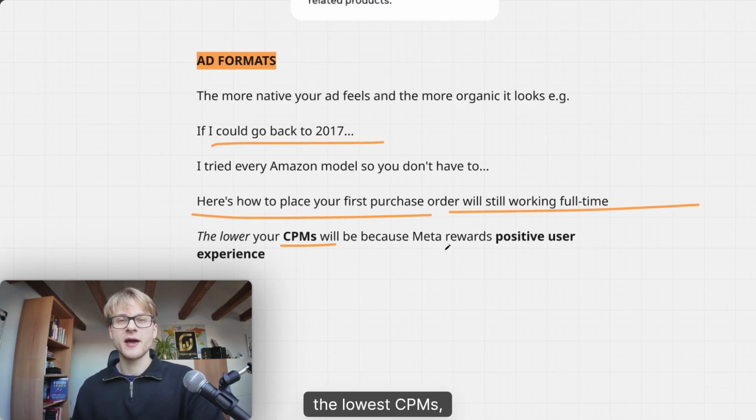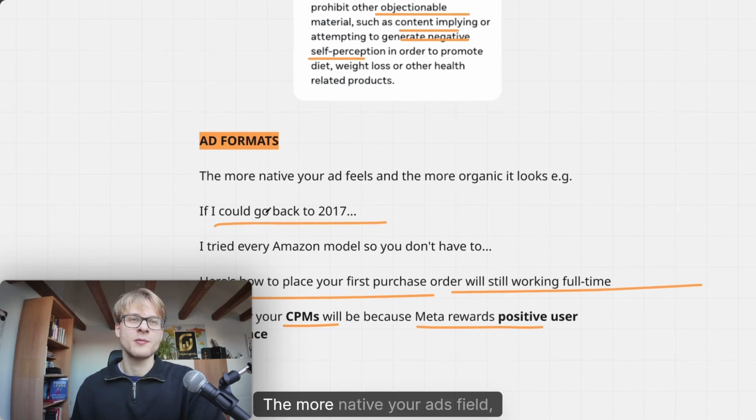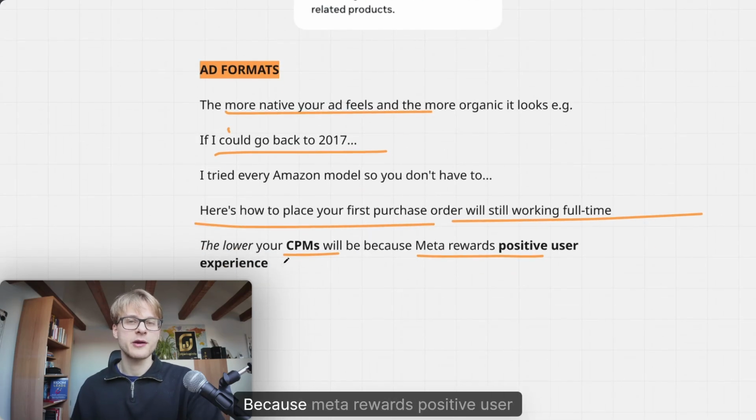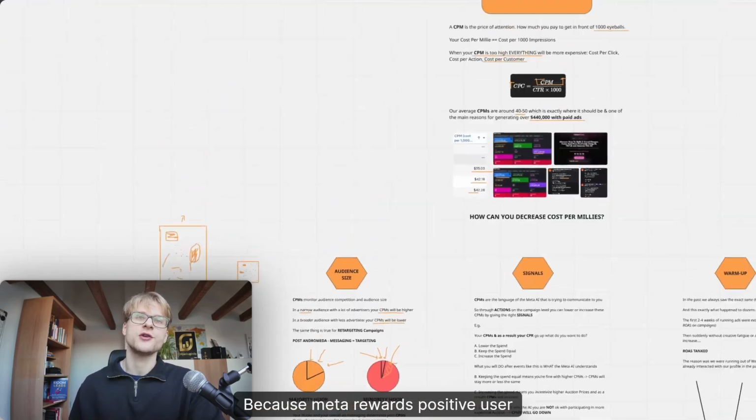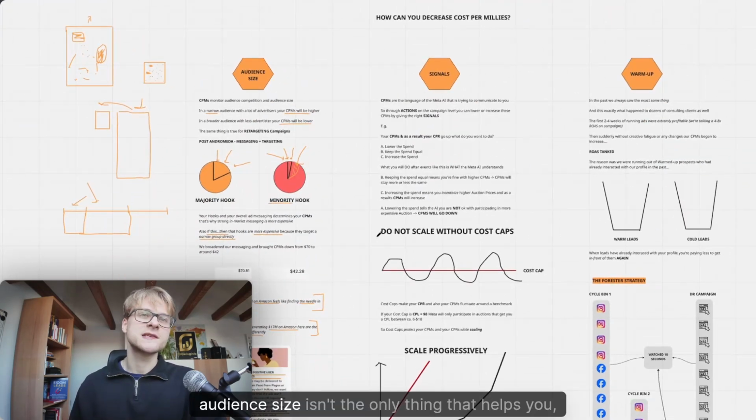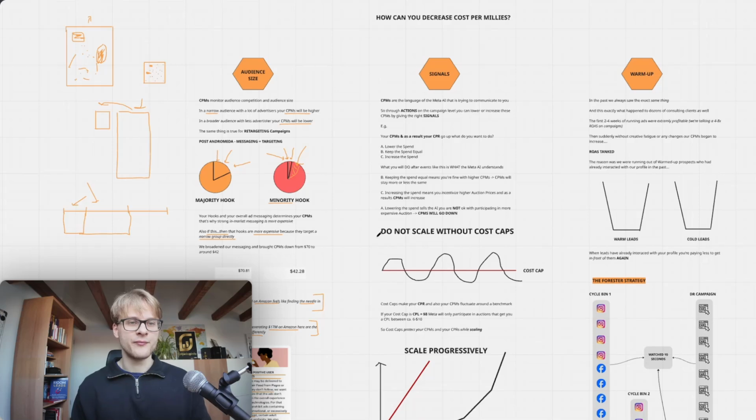Now, the lower CPMs will be exactly. The more native your ads feel, the lower your CPMs will be, because Meta rewards a positive user experience. Now, audience size isn't the only thing that helps you decrease your CPMs.